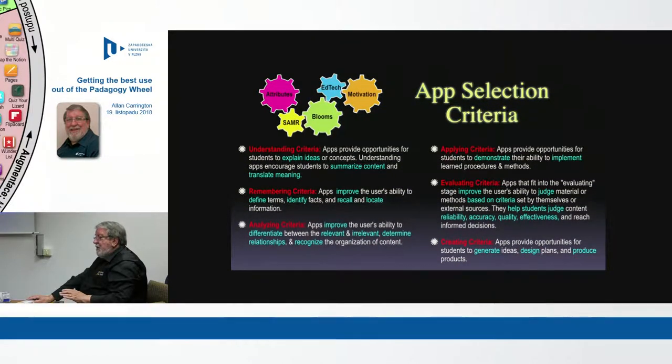And here are the criteria. They're all on the poster, by the way, in Czech, right? And these are the things you look for when evaluating apps. Apps that fit into the evaluating stage improve the user's ability to judge material or methods based on criteria set by themselves or external sources. They help students judge content, reliability, accuracy, quality, effectiveness, and reach informed decisions.